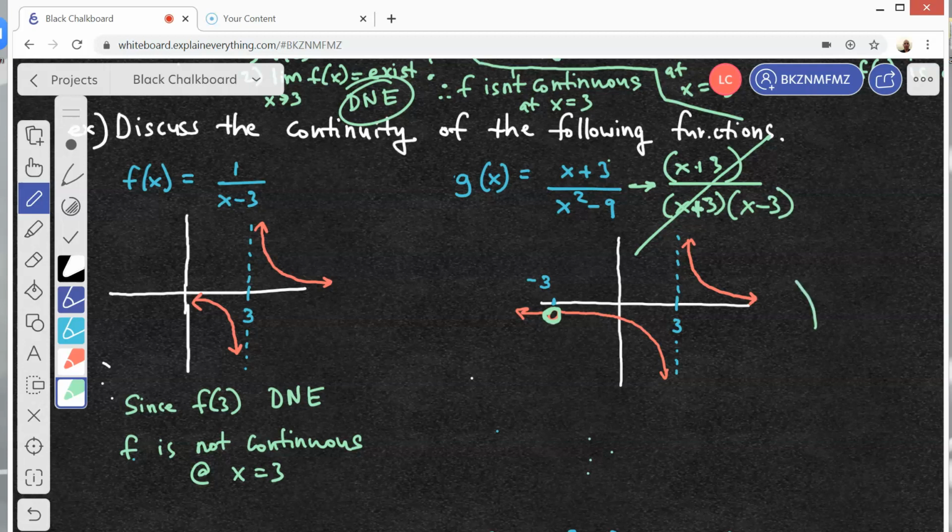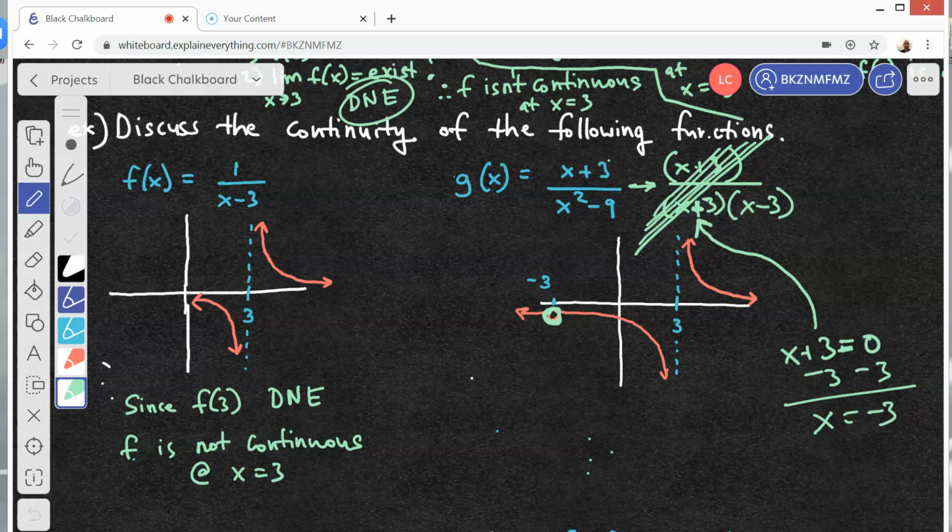Because what will make this function undefined is when the denominator equals 0. When you have a 0 in the denominator, that will make the function undefined. So when will you get a 0 in the denominator? Well, if you're solving for x, that's when x is equal to -3. So when x is equal to -3, that's a problem. However, when you factored it out, you were able to cancel out that problem, to remove the problem. And so that's a removable discontinuity right there. That empty circle is a removable discontinuity.